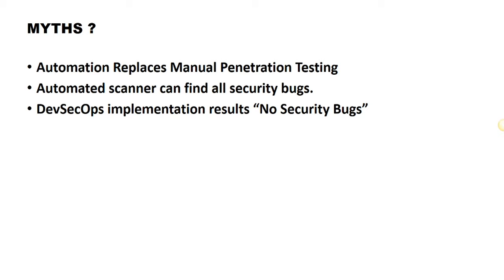Can an automated scanner find all security bugs? No, because any automated scanner finds bugs based on the definitions, inputs, or logic entered into the tool. So it cannot find all the security bugs. Does DevSecOps implementation result in no security bugs? No, it's not true. It will find most of the security vulnerabilities before going to production.